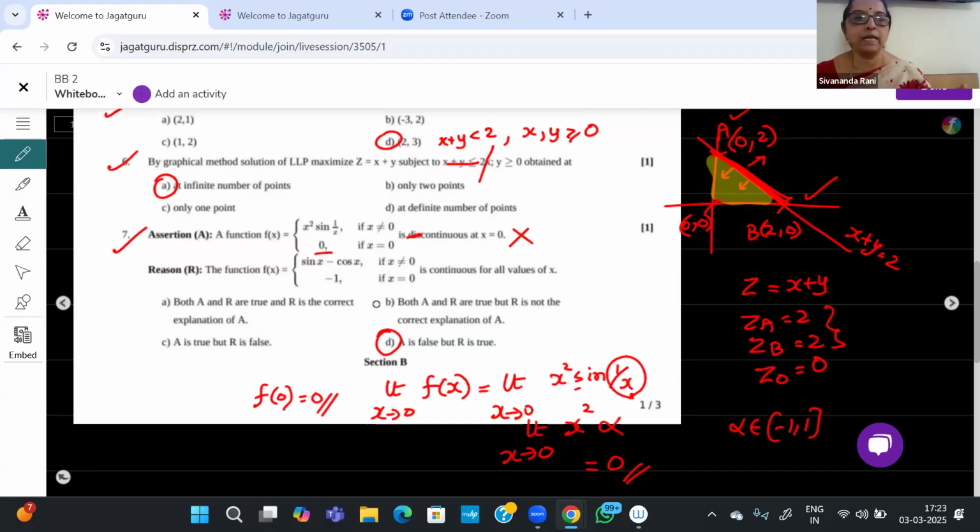Obviously, we don't have to test the validity of R, but I'm just showing you that the limit as x tends to 0 of sin x minus cos x is nothing but 0 minus 1, which is in agreement with the functional value as well. So this is correct, but the first is wrong. So D is the choice. Understood? I mean, if you got these 3 correct. Very good.